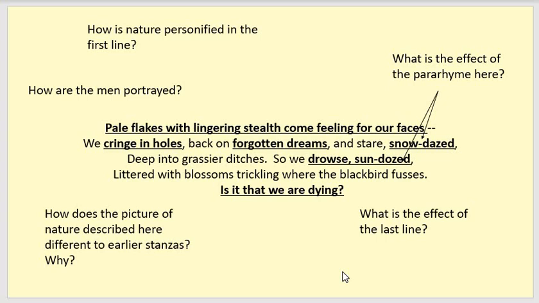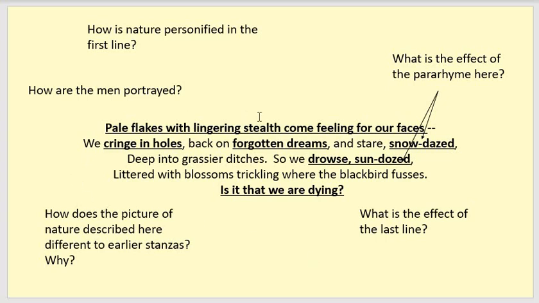Quite an ominous stanza. Pale flakes with lingering stealth come feeling for our faces. We cringe in holes, back on forgotten dreams, and stare, snow-dazed, deep into grassy ditches. So we drowse, sun-dozed, littered with blossoms trickling where the blackbird fusses. Is it that we're dying?